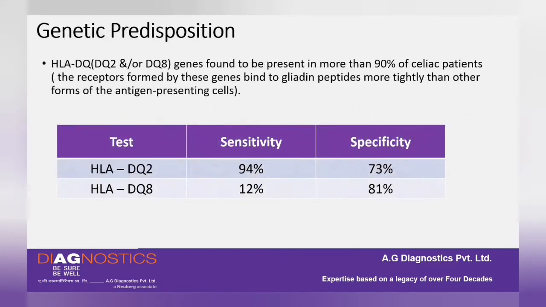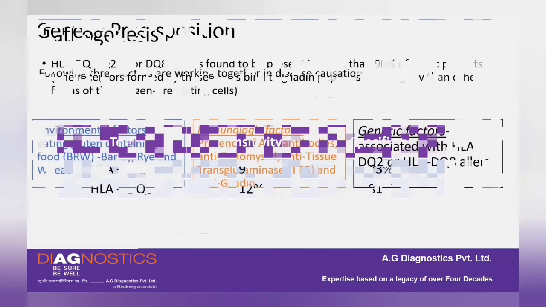So like I said, the genetic susceptibility is in the form of HLA-DQ2 or DQ8 genes, found to be present in more than 90% of the celiac patients. The receptors formed by these genes bind to the gliadin peptides more tightly in the form of antigen presenting cells. So HLA-DQ2 and HLA-DQ8, please remember these.